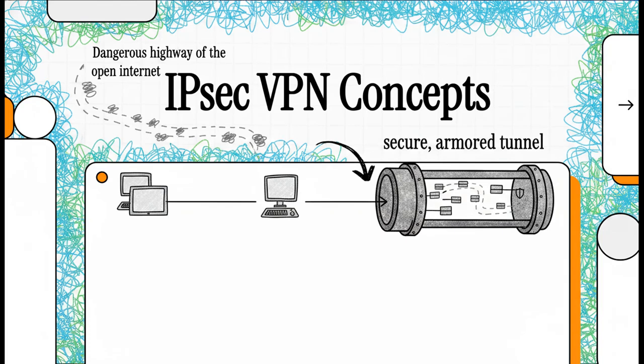Welcome to The Explainer. Today, we're taking the wild, dangerous highway of the open internet and turning it into a highly secure, armored tunnel using the fundamental building blocks of IPsec VPNs. If you've ever wondered exactly how your most sensitive data manages to travel safely across public networks without being intercepted, tampered with, or completely exposed, well, you're in the right place. Let's get right into it.